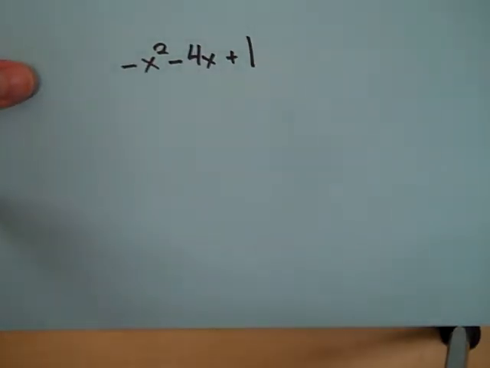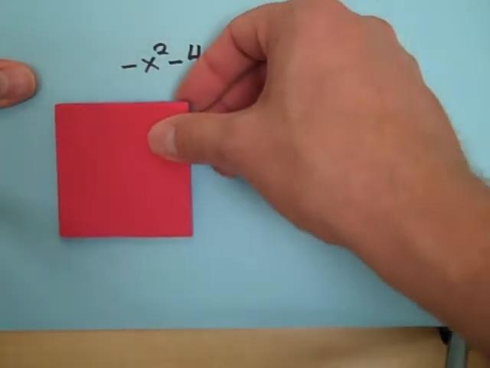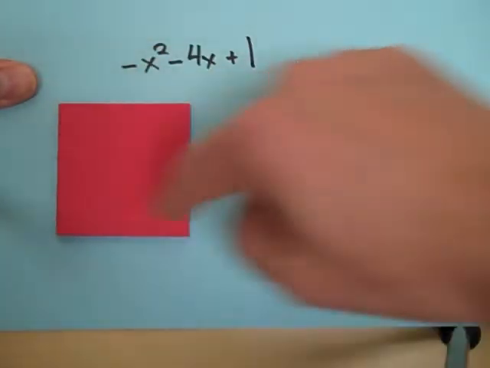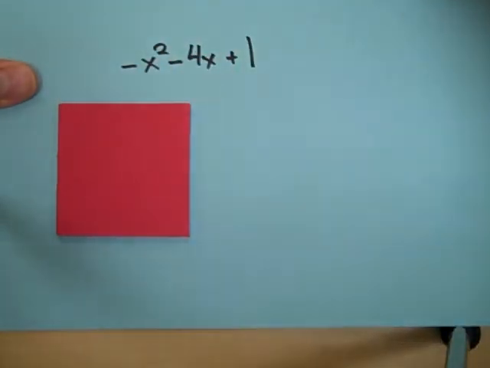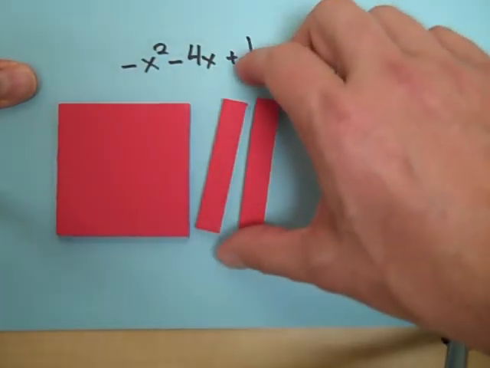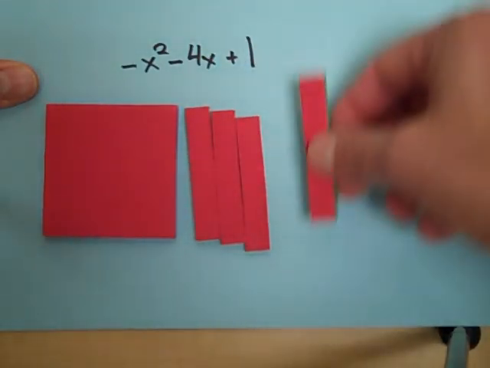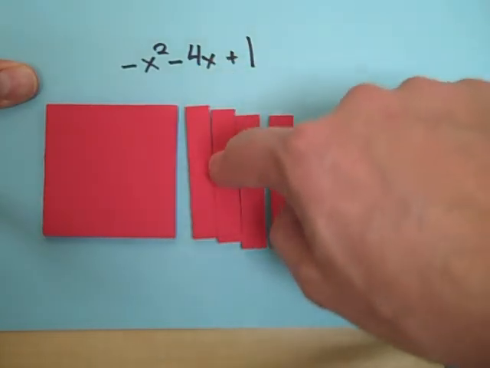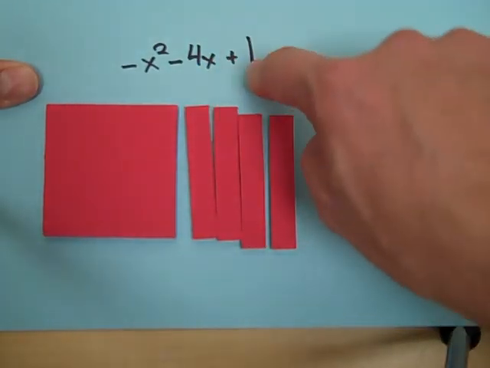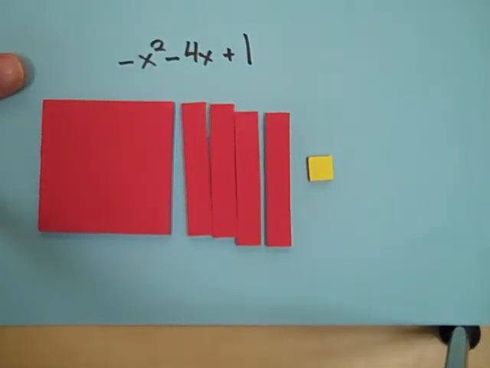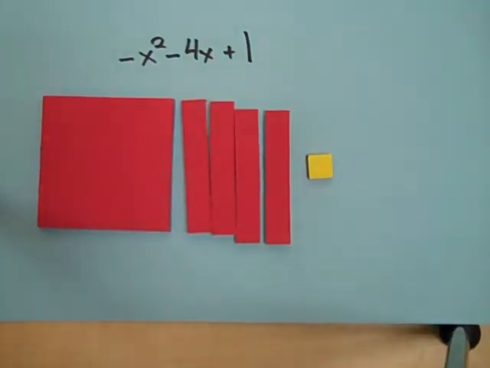All right, welcome back. So I'm going to model this, negative x squared minus 4x plus 1. So my big red cube is the x squared, because remember that equaled x times x, minus 4x. Let's see, I'm going to need my rectangles here. And there we go with 4 of those guys. Negative x squared minus 4x, and then last but not least, I'm going to need a positive 1. So there I have it. Negative x squared minus 4x plus 1 is showing that modeled.